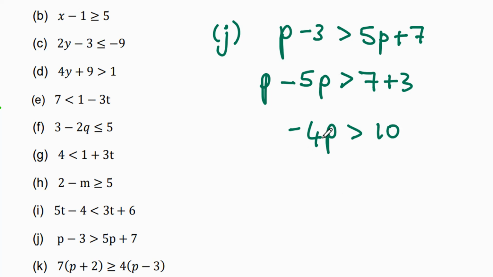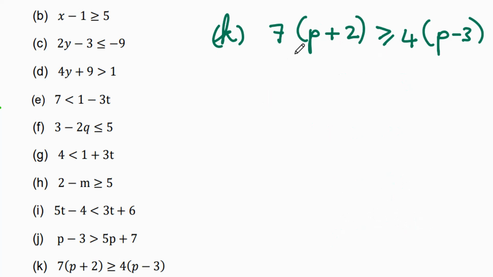And then finally, we want to get rid of this negative 4 here. So we're going to divide it into the right-hand side. But since we are dividing by a negative number, this inequality will switch around. And so p is less than negative 2.5.